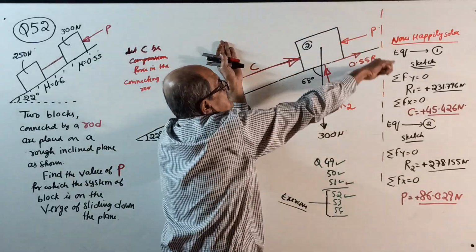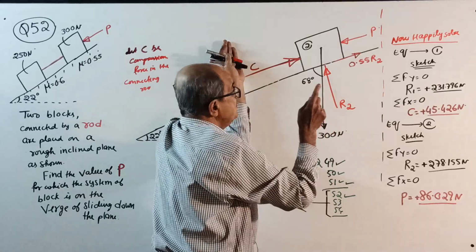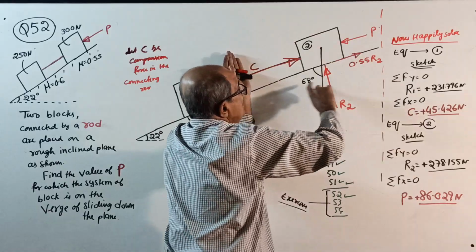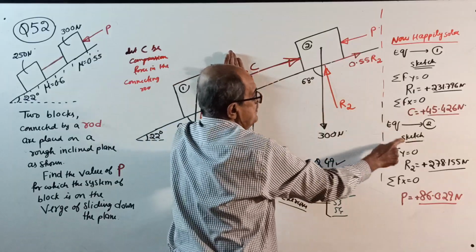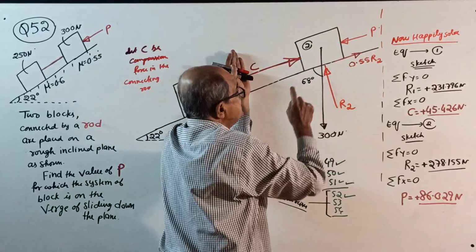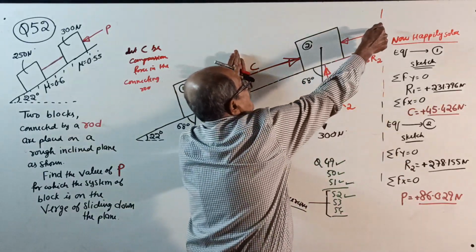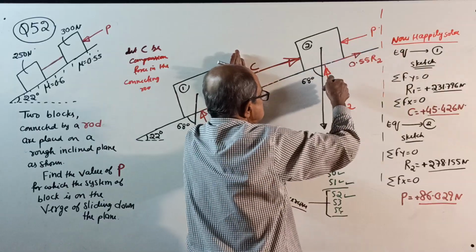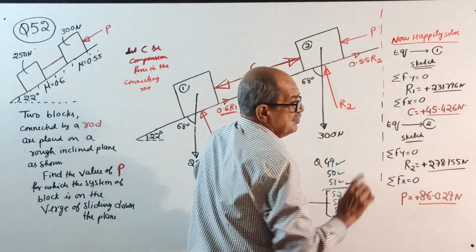Put this sketch. Last time, at that time, you enter the C equal to this answer. When you consider block 1, you got C. So when you consider block 2, the second sketch you have right here. When you put the second sketch here, enter the C. Then sigma Fy equal to 0: plus R2 minus 300 sin 68 equal to 0, R2 will come. Sigma Fx equal to 0: minus P plus C plus 0.55 R2 minus 300 cos 68 equal to 0. Substitute R2, you get the value of P.